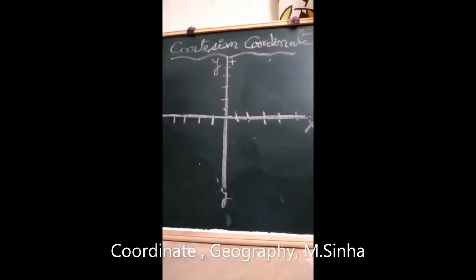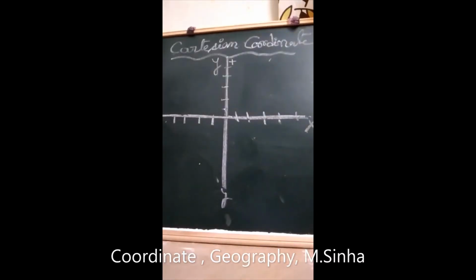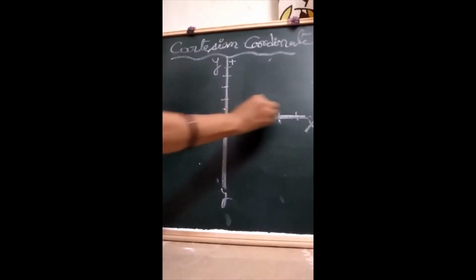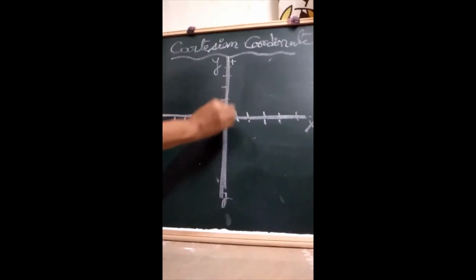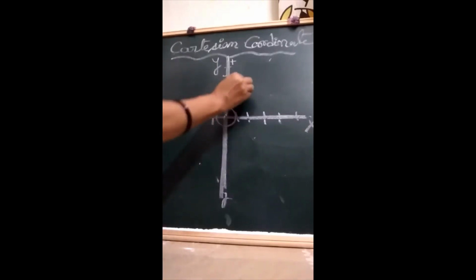We have discussed a lot about Cartesian coordinates. According to the Cartesian or rectangular coordinate system, this is the x-axis, this is the y-axis. The x and y axes intersect at this point. This intersecting point is known as the origin.